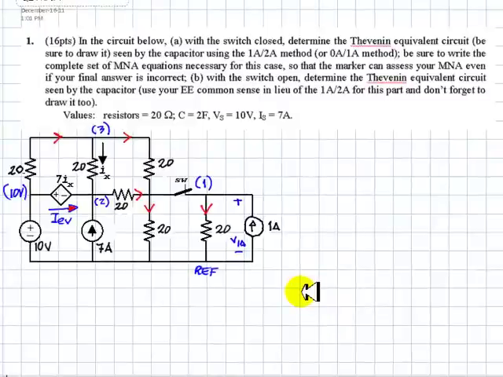Well, controlling equations, sure, there is one controlling variable, Ix. I need one controlling equation for that one. KCL. That is Ix as a function of V voltages. Here is Ix. That is V3 minus V2 over 20.